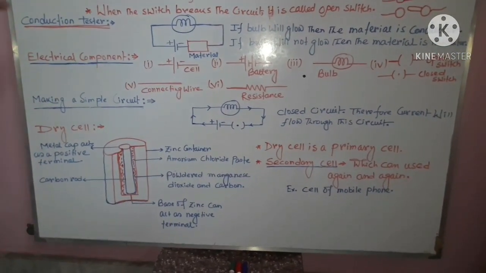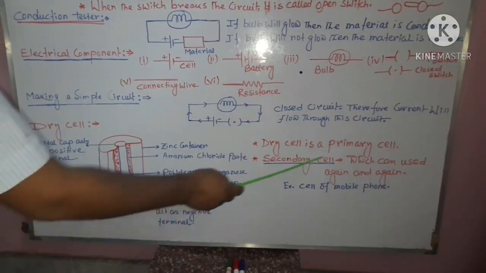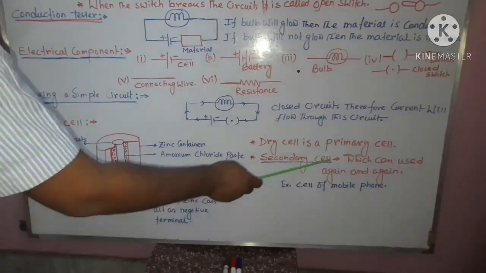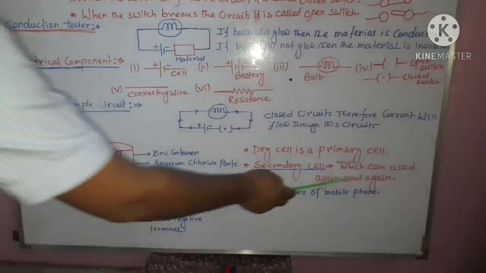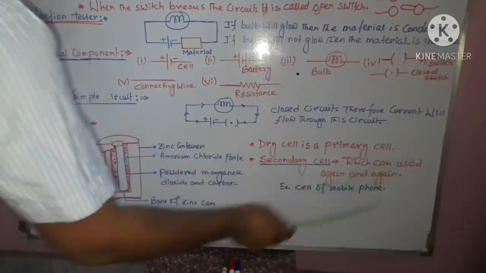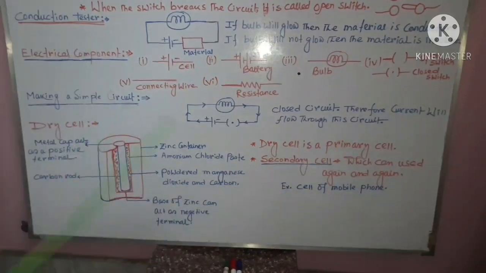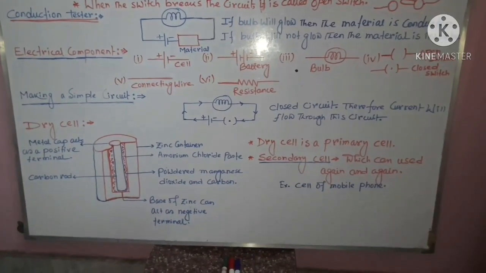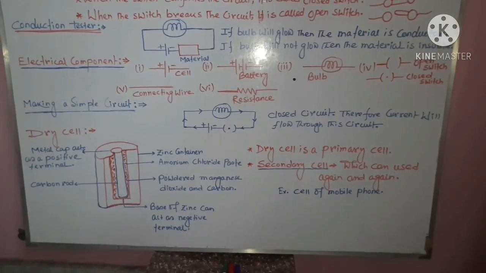And finally, a new concept to you known as a secondary cell, which can be used again and again. Example, the cell of a mobile phone is the perfect example of a secondary cell.